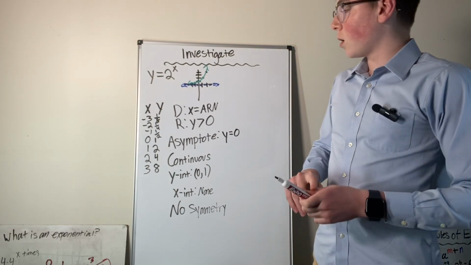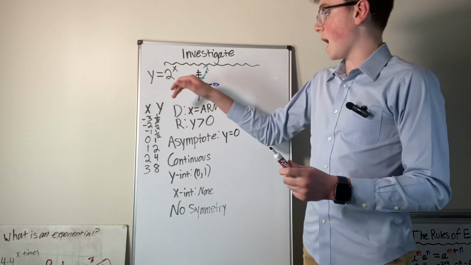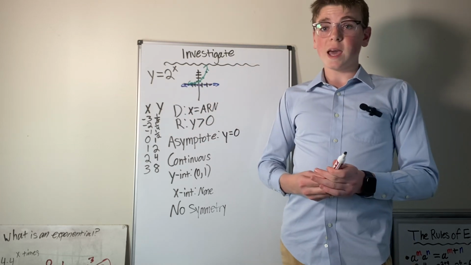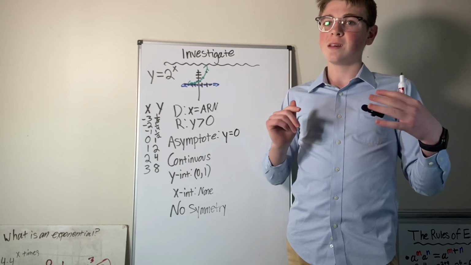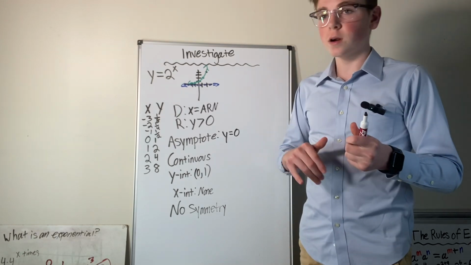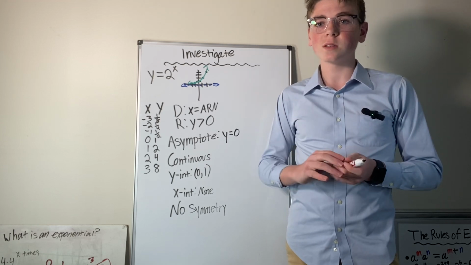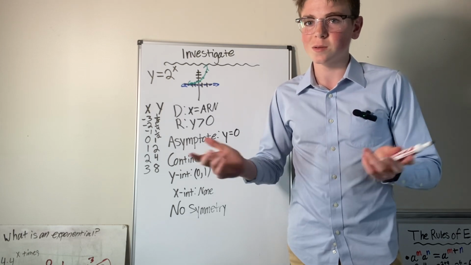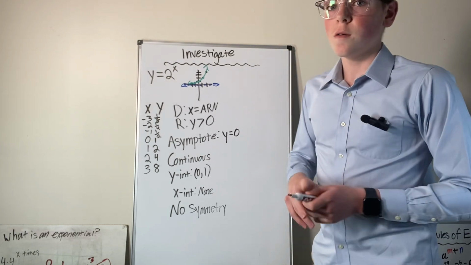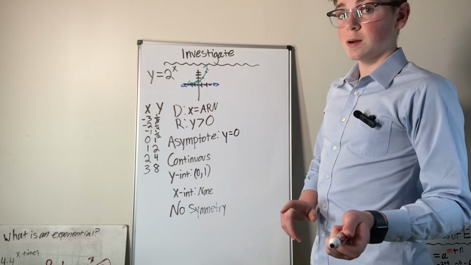But the domain is all real numbers. You can put any number into this x, and you will get something back. Even if it's negative, again, you just flip the equation, and then it's just 1 over. If you do negative 1,000, well, 2 to the negative 1,000 is equal to 1 over 2 to the 1,000. So it's still a number. It's just very close to 0.